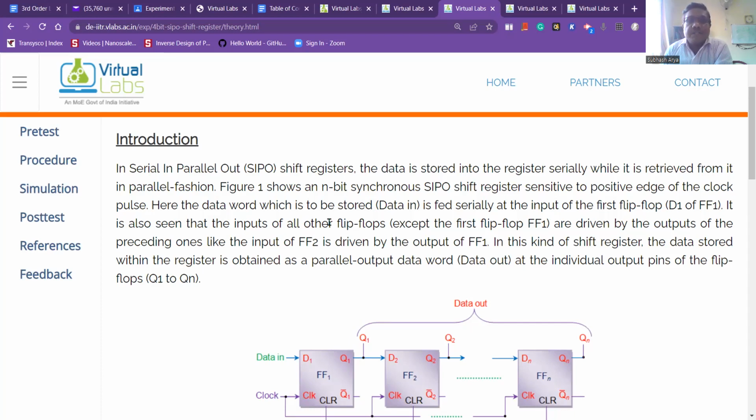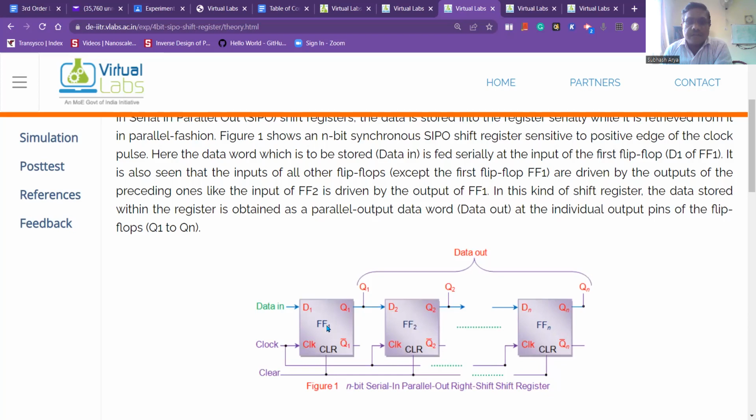Here the data word which is to be stored, that is data in, is fed serially at the input of the first flip-flop, D1, here on the leftmost side. It is also seen that the input of all flip-flops except the first is driven by the output of the preceding one, like the input of F2. So here you can see the input of flip-flop 2, that is D2, receives the output from flip-flop 1, Q1, and so on. That is why it is a cascaded form.